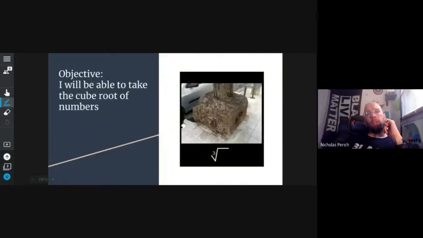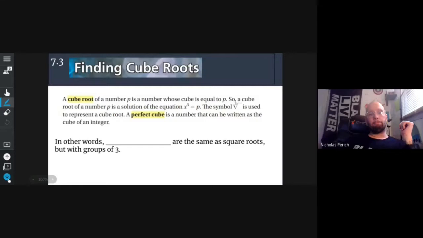I will be able to take the cube roots of numbers. Oh, it's the same meme. What the heck is that symbol? I know what it is. If this is a square root, then when you have the little 3 attached, that must mean the cube root. That's correct.